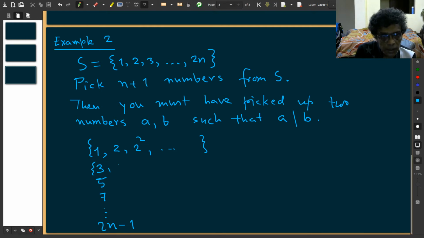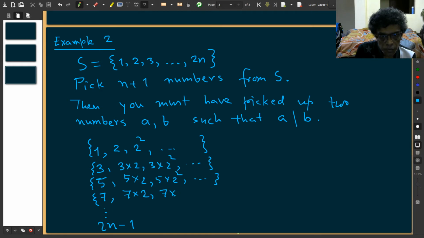Likewise, consider 3, 3 times 2, 3 times 2 square and so on. Then 5, 5 times 2, 5 times 2 square and so on. So these are not infinite sets. You will stop as soon as 2n is exceeded. Then 7, 7 times 2, 7 times 2 square and so on.